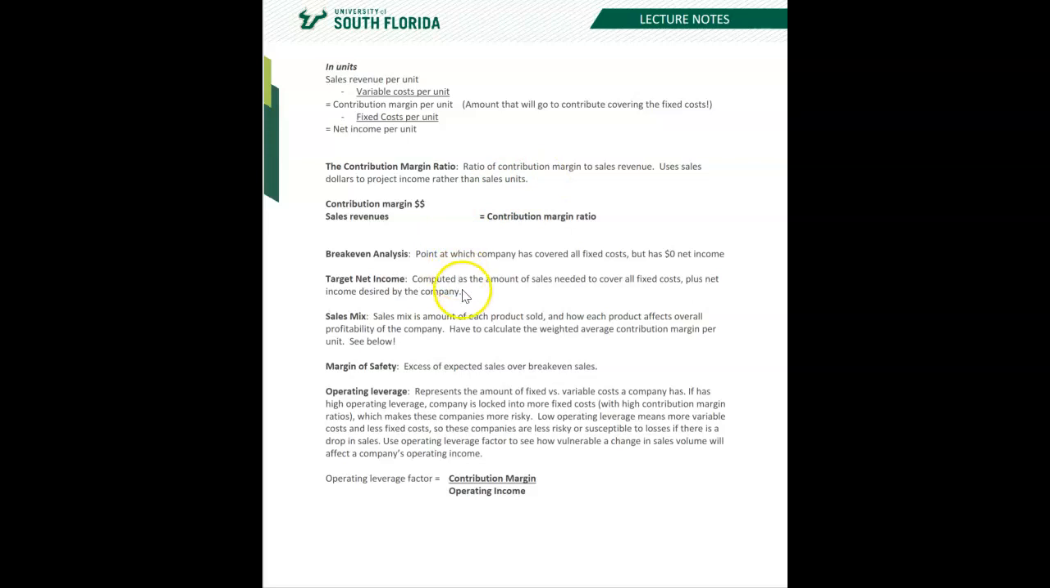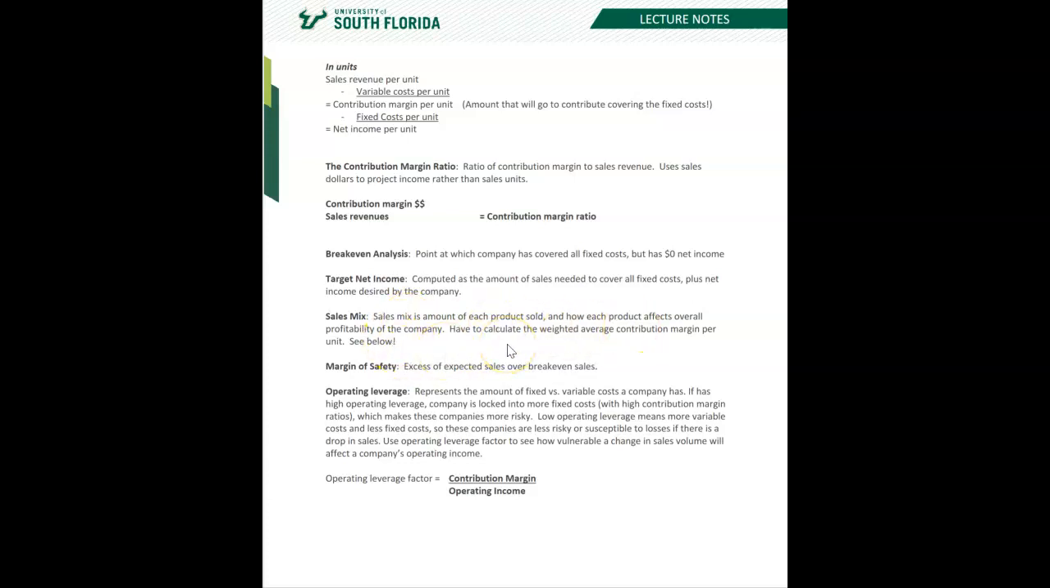Okay? And one of the things that we always want to know, especially if we're planning a new product, is what break-even is. And it's the point at which the company has covered all their fixed costs, okay, and has 0 net income. So we've got a whole bunch of problems that we'll do on this. That is break-even. So at this point, the contribution margin is equal to your fixed cost, okay, because net income is 0.